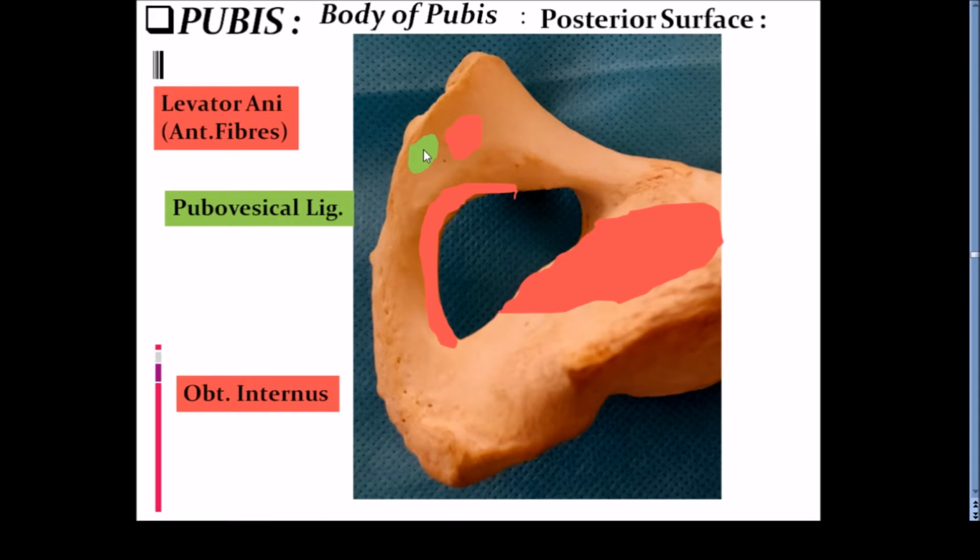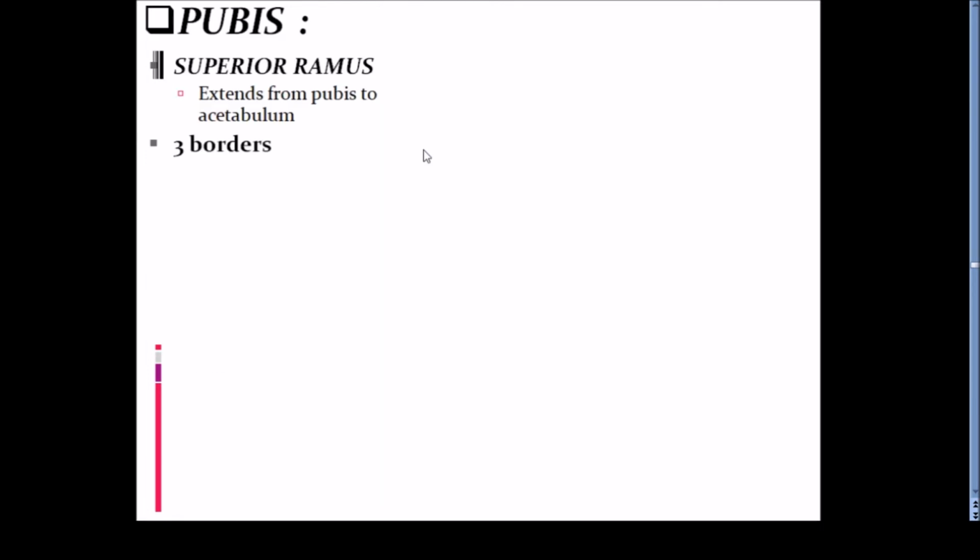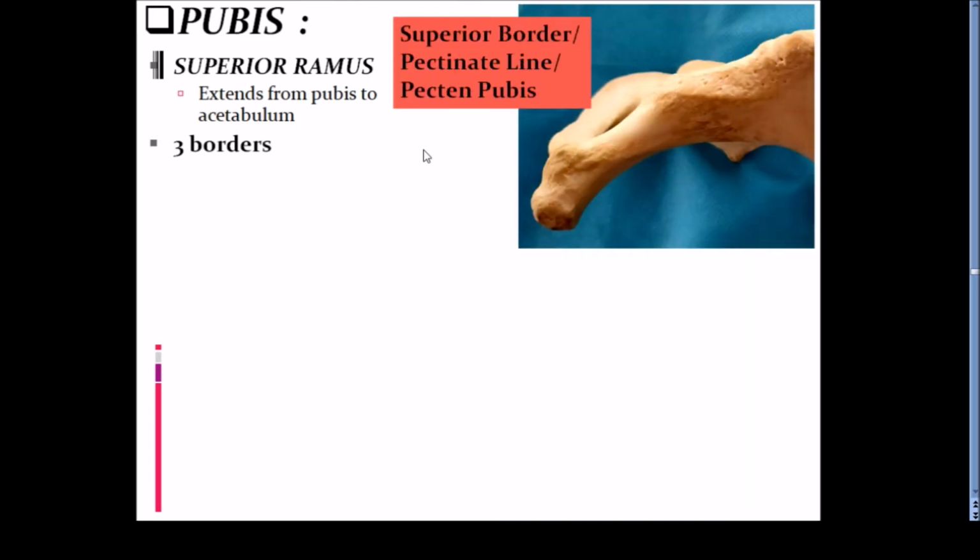So these are the attachments on the posterior surface of the body of the pubis. Now we discuss the second feature of the pubis, that is the superior ramus. This superior ramus extends from the pubis to the acetabulum. This superior ramus has 3 borders and 3 surfaces.